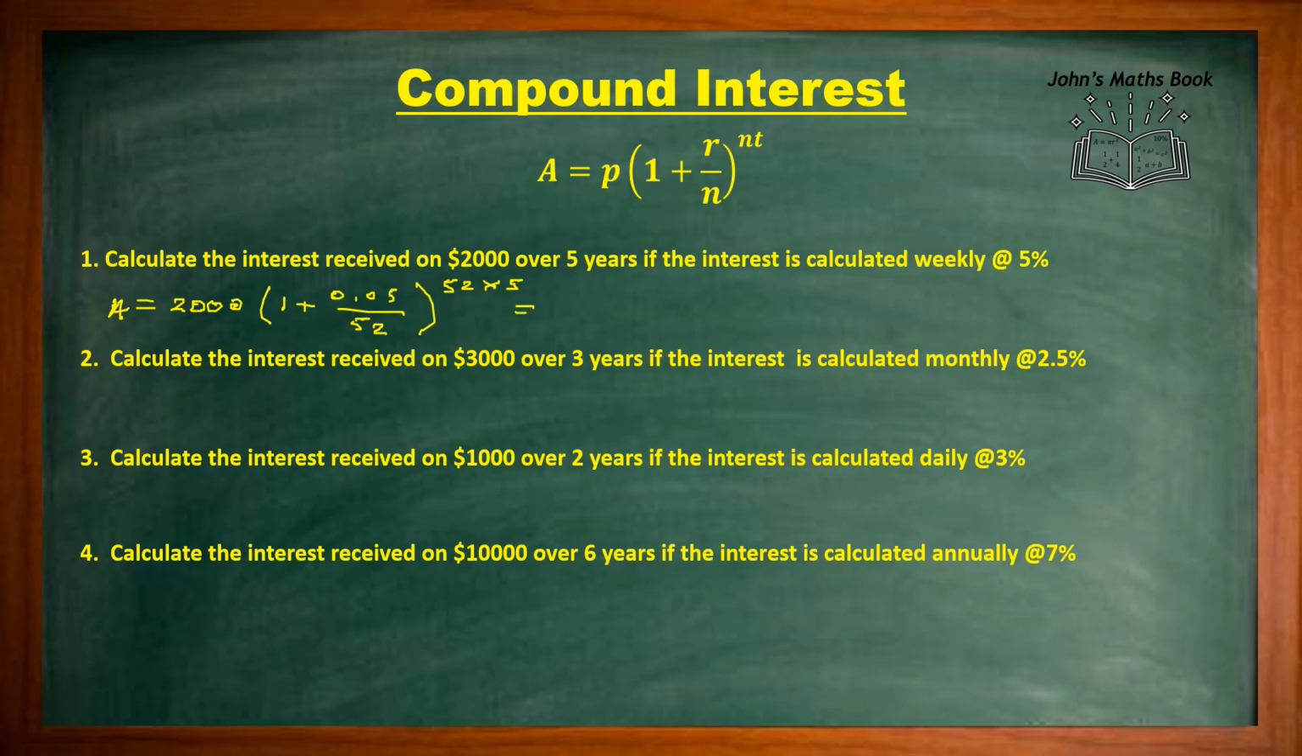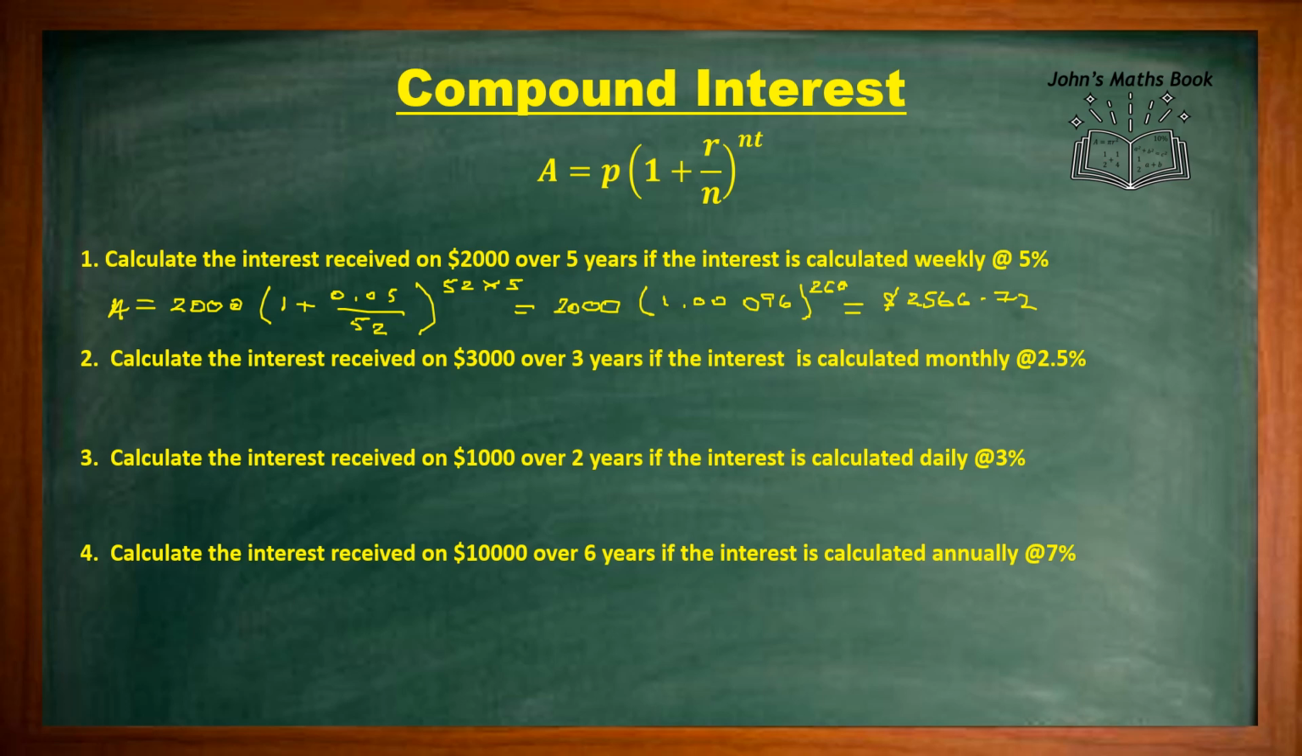So that is equal to 2,000 multiplied by, doing the bracket, we get 1.00096 to the power of 260. If we do the power of 260 of that number and multiply it by 2,000, we get a dollar value of $2,566.72.